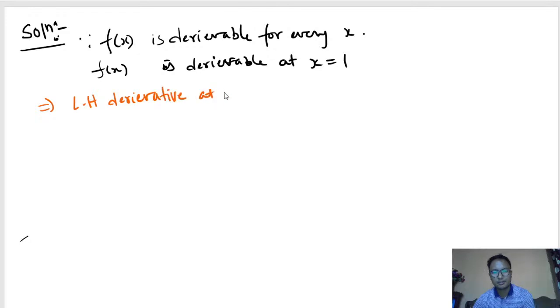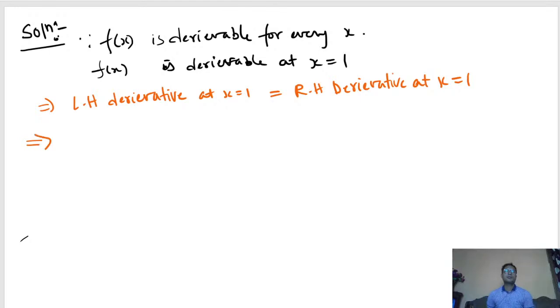Derivative at x equal to 1, that means the right hand derivative at x equal to 1. Right now we will use the concept of derivability, the concept of limits. You can do it directly like this.